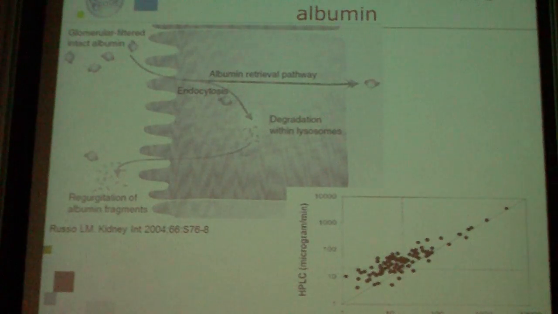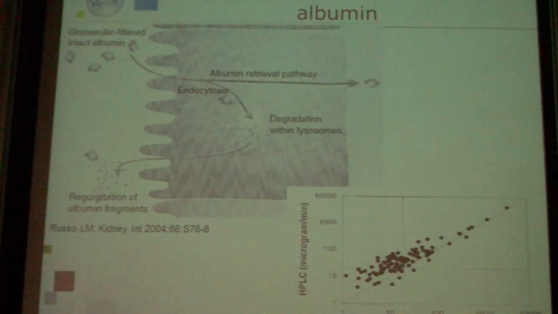that's the theory about the albumin is that what you see here is part of the tubule of the kidney. This is the urine, the ureter space. You have the glomerulus filtered albumin. What happens is that albumin is taken up into the tubule, and normally the protein is degraded within the lysosomes. But when there's a damage, then the albumin retrieval pathway is disrupted, and you get a backflow of albumin fragments.